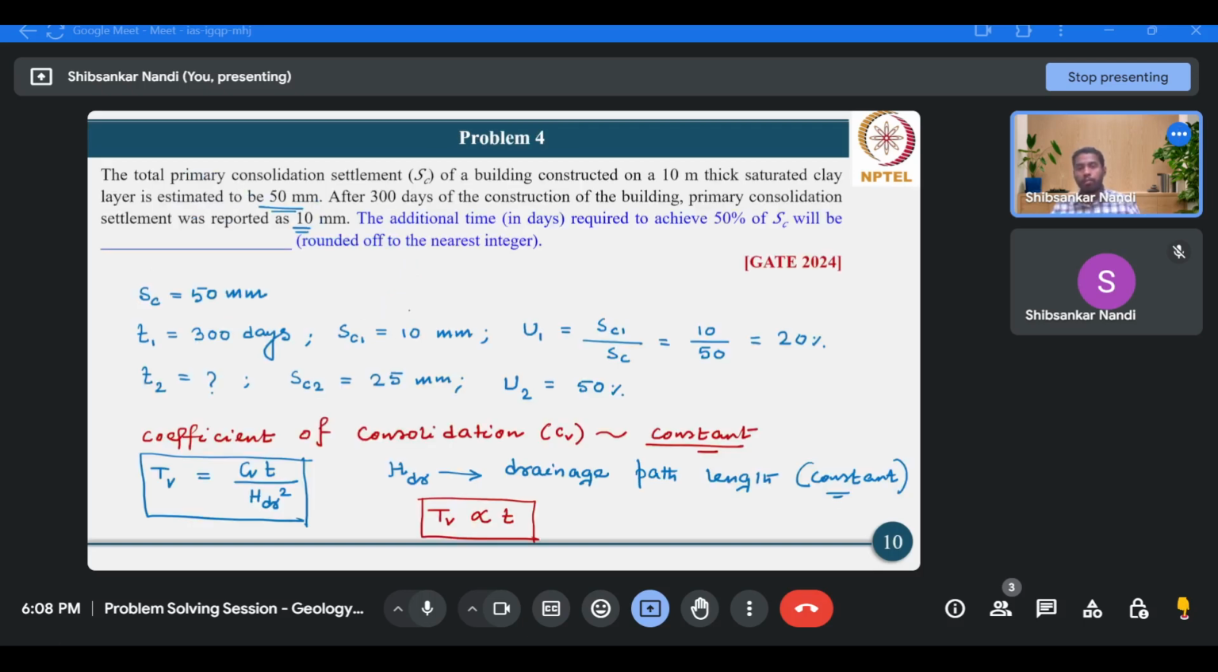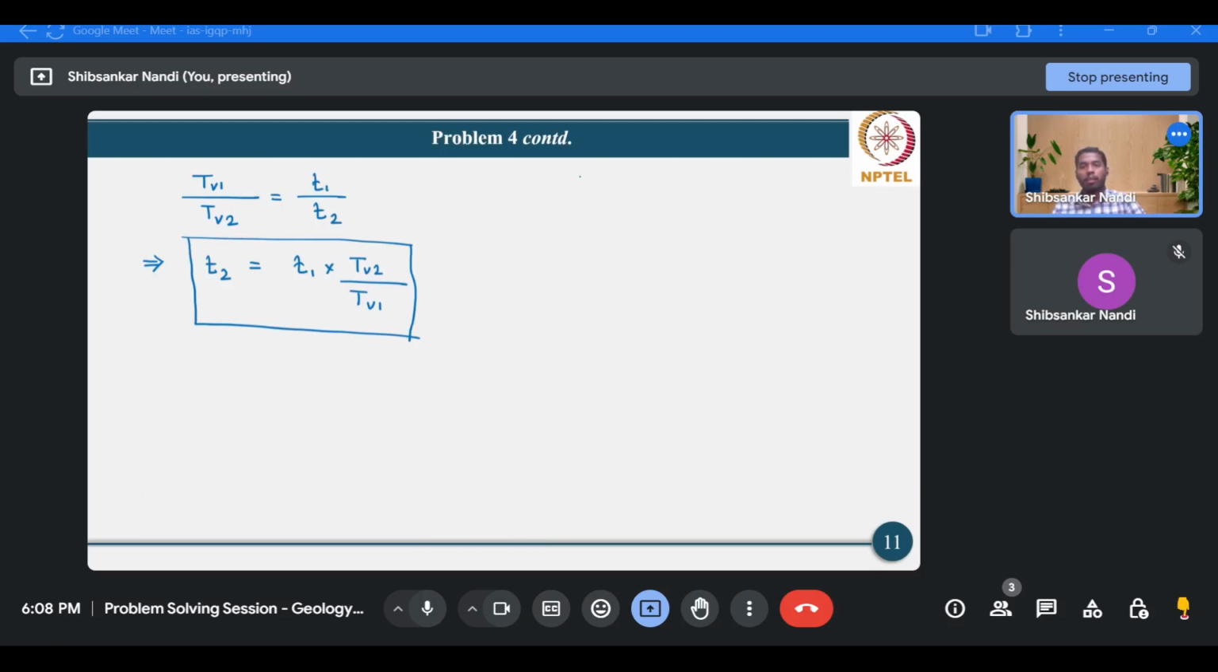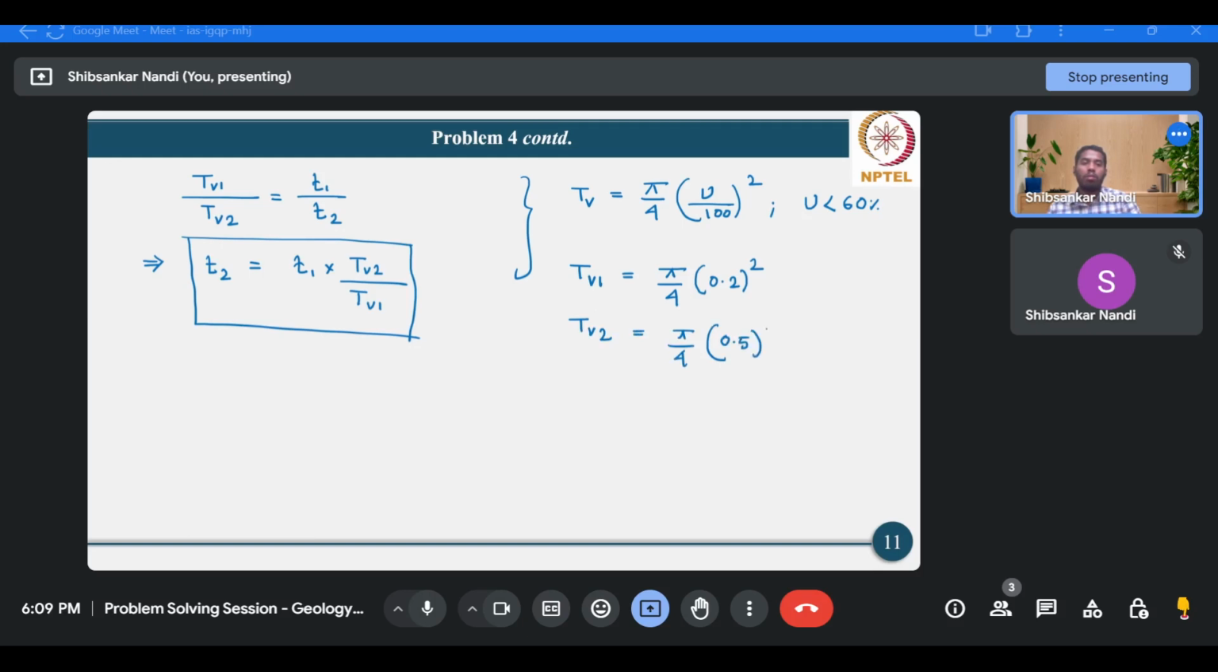Okay. Now again, this TV can be calculated as pi by 4 into (U percentage by 100) square when U is less than 60%. Okay. Now for this problem, both the degrees of consolidation are less than 60%. So therefore this TV1, this is pi by 4 into 0.2 square, and TV2, this is pi by 4 into 0.5 square. Okay, and T1 is 300.